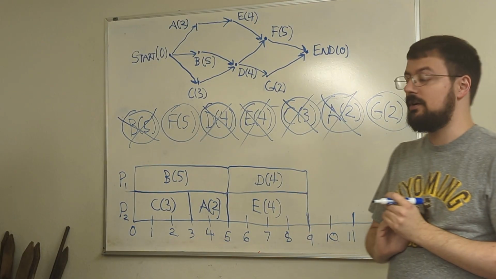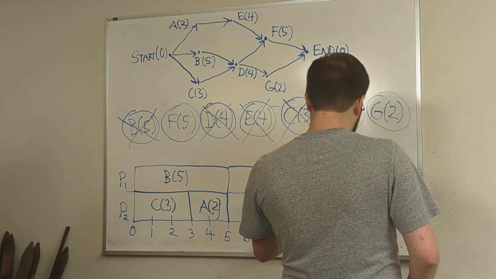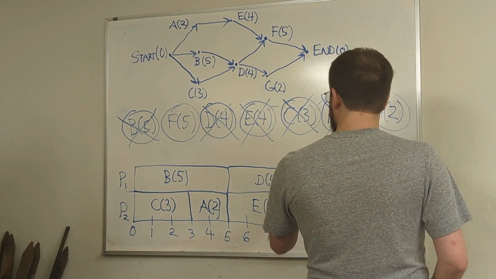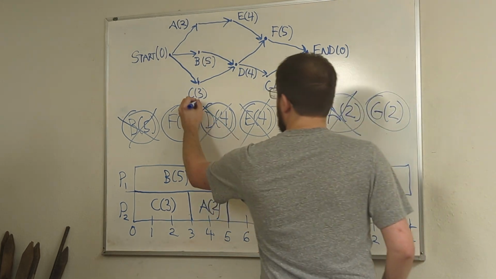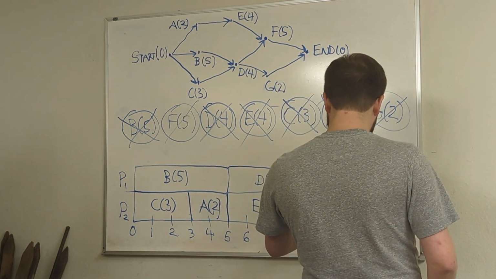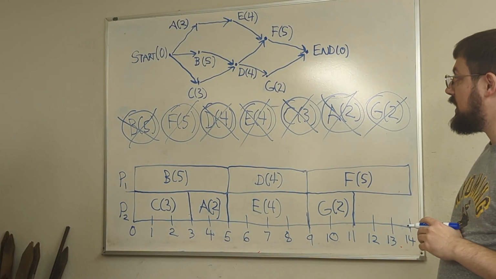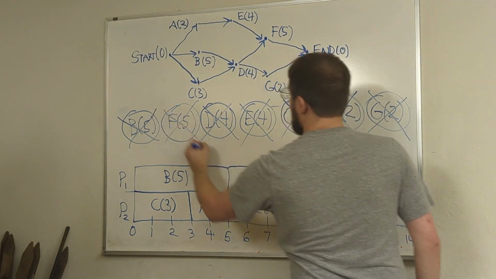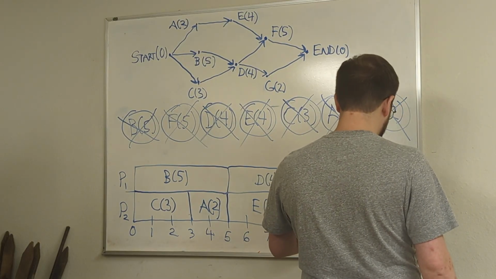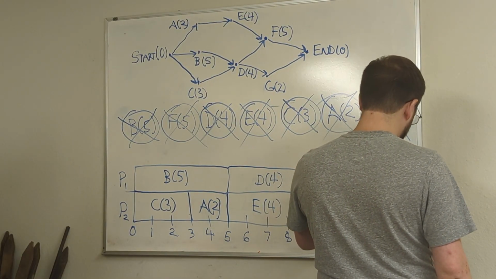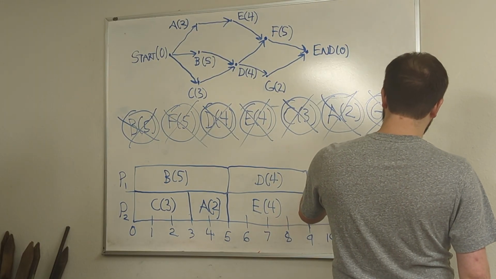And we have 2 tasks that are available, and we have 2 processors that are available. So we're going to give task F to P1, and we're going to give G to P2. So at this point, we've covered all of the different tasks. So notice once again that the last 3 hours for P2 is going to be idle while F is being worked on by P1. So this gives us a finishing time of 14.